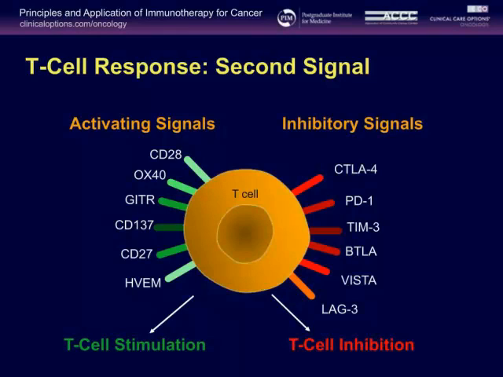And then with inhibitory signals, some of these are going to be more familiar to you because we now have agents that are actually working against these, trying to inhibit the inhibitors and therefore rev up the immune response. So CTLA-4 was the first that we heard about with ipilimumab, and now we have drugs that hit PD-1 as well as PD-L1 with nivolumab and pembrolizumab, the two that we'll be talking a bit more about today because they've been approved to treat lung cancer and are both PD-1 inhibitors. And then some of the other players, TIM3, BTLA, VISTA, and LAG3, we'll be hearing more about in years to come as well.